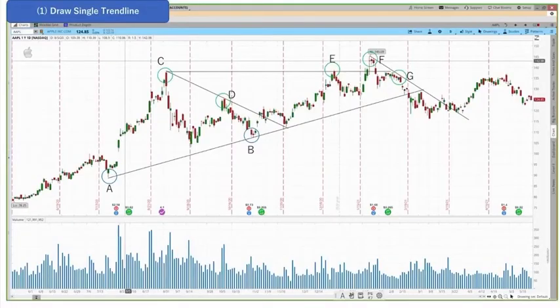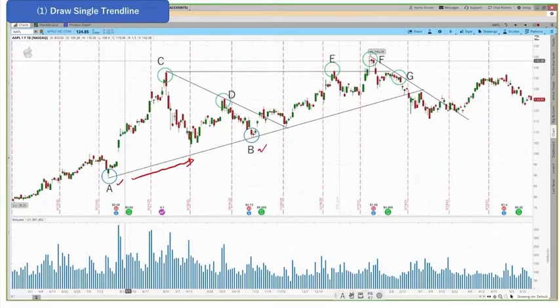Firstly, we are going to see how to draw single trend lines. Step 1, we look for swing lows and swing highs. You can see here A and B are 2 swing lows, which are support levels. We just draw them together, and we get this uptrend line like this.